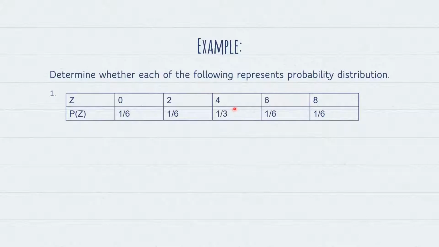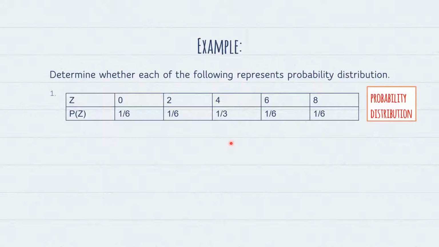For the 1/3, to make it over 6, we multiply the numerator and denominator by 2. So that gives 2 over 6. So 1, 2, 3, 4 plus 2 we have 6. So 6 over 6 is equal to 1. So therefore this is a probability distribution.